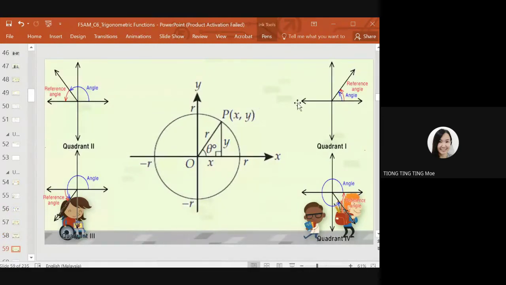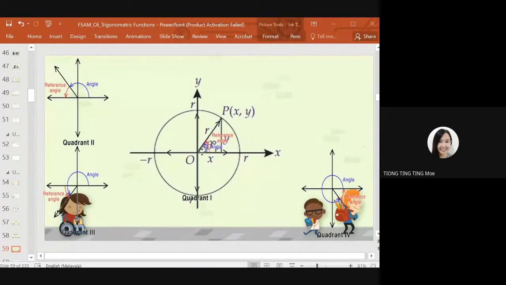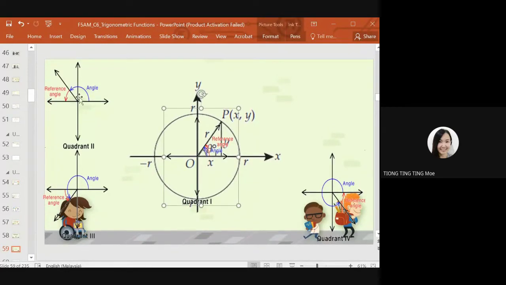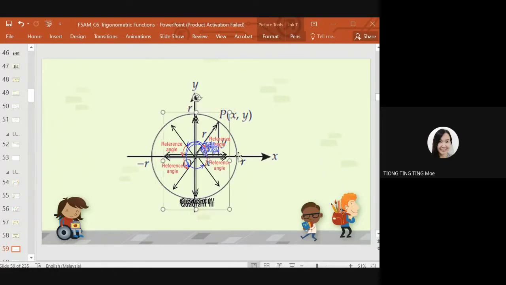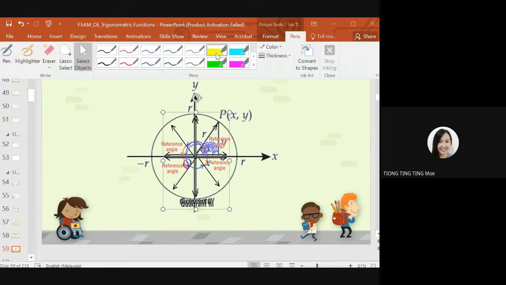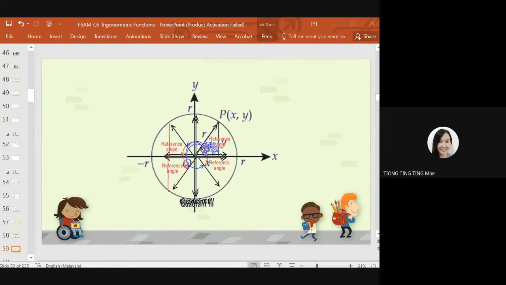See, I show it to you. Quadrant 1, quadrant 2, quadrant 3, quadrant 4. So we show the CAST like this. Okay, so this is the four quadrants, and this is 1, 2, 3, wait, 1, 2, 3, 4. Sorry. These are the four angles.